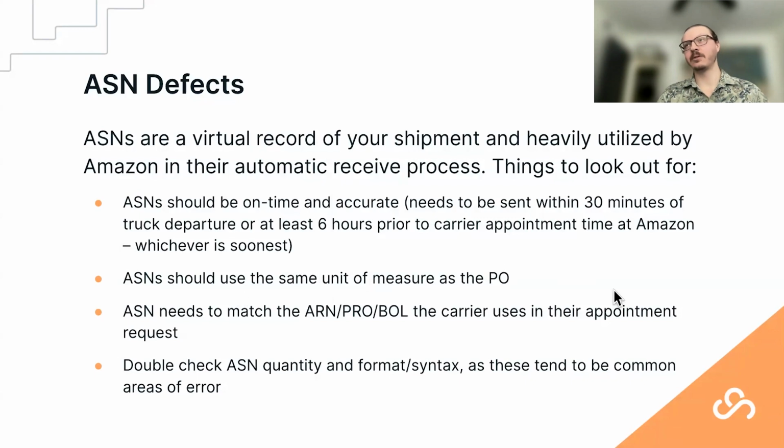Again, consistency in units of measure is also important in the ASN. We see time and time again there's some type of issue with what Amazon receives because they're expecting 1,000 cases of something, even though it was supposed to be 1,000 units. That can also be problematic. Just ensuring real consistency in the data across the board is important, especially for things like your shipment numbers. So the ARN, the PRO, the BOL, these are all numbers that are crucial in Amazon's receive process. If they don't know any of these, it can cause problems with how Amazon checks in the shipments.